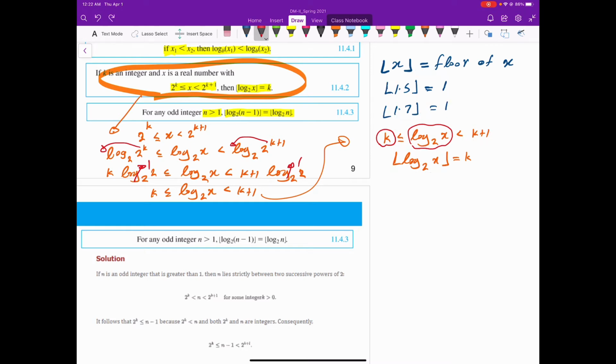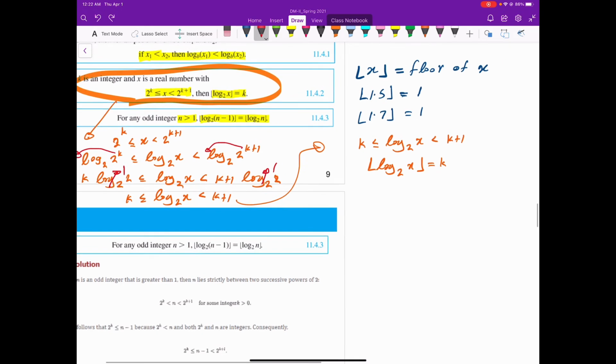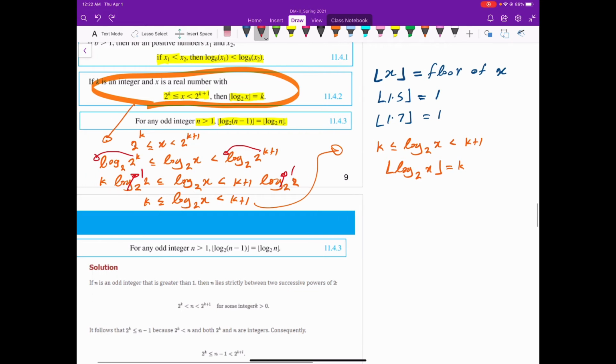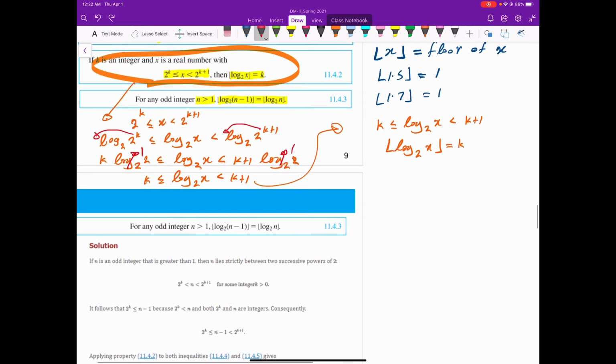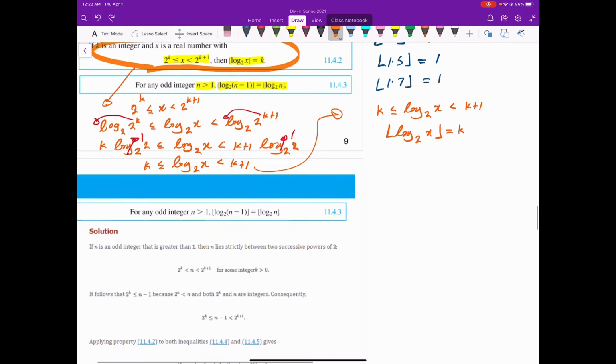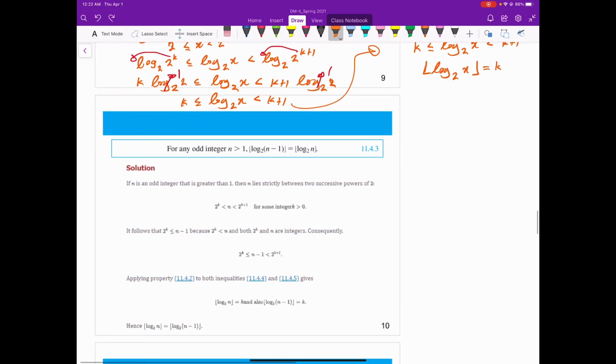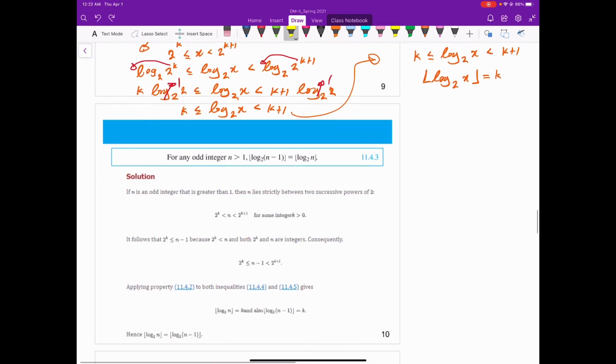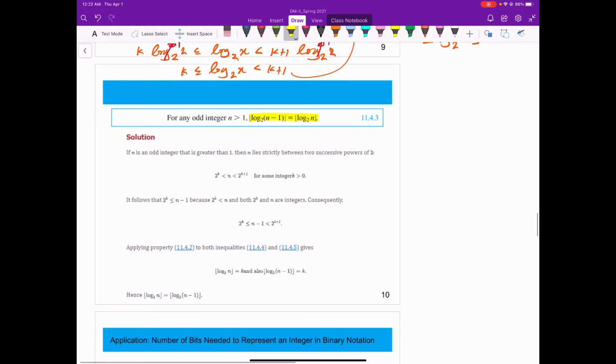All right, let me take these extra things out. So I believe everybody understood that. And then I'm going to show this thing in the next slide. Let me move to the next slide. Okay, this is what you're going to show. I have already written down the solution. Let me read it.